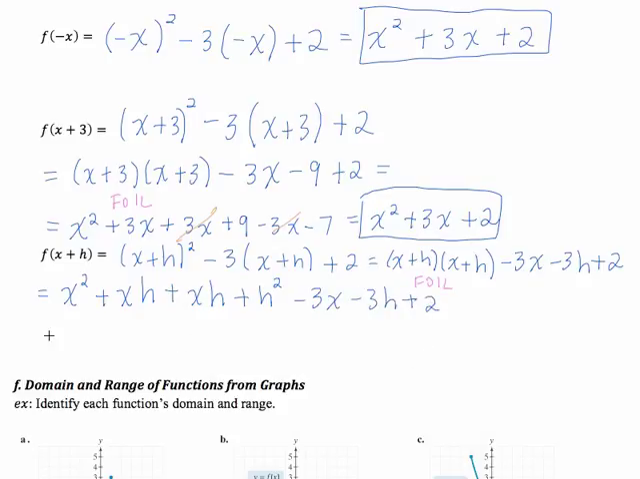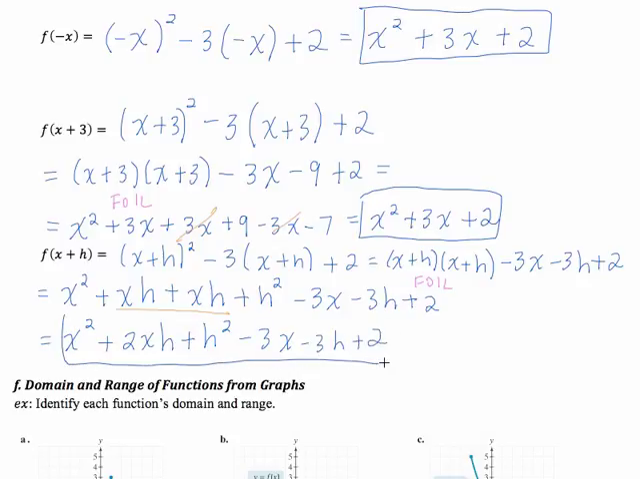And here and now I'm looking for anything that simplifies, and it looks like all I can do is add those two terms which are the same. xh plus xh is 2xh. So x squared plus 2xh plus h squared. None of these are like terms, so they can't combine or simplify at all. So that would be the final answer for f of x plus h, fully simplified.